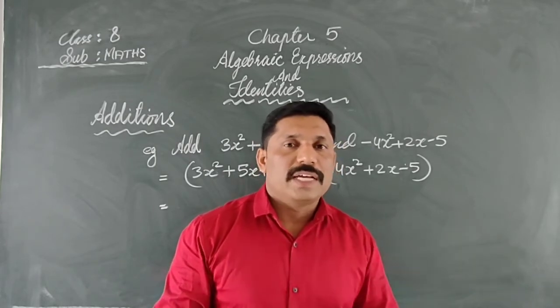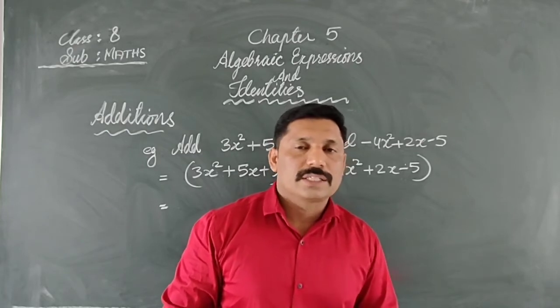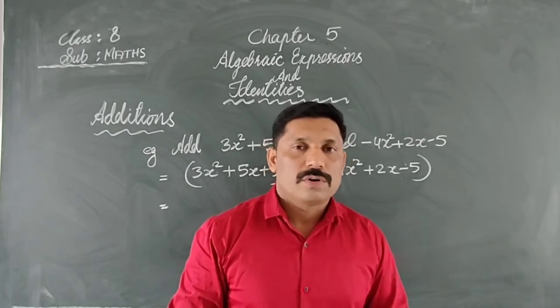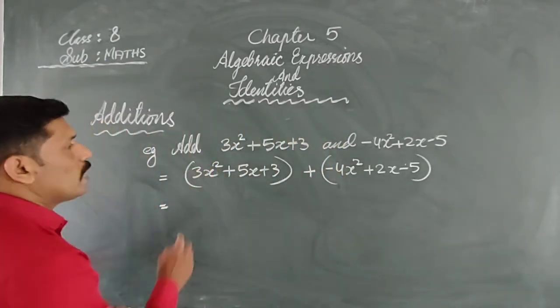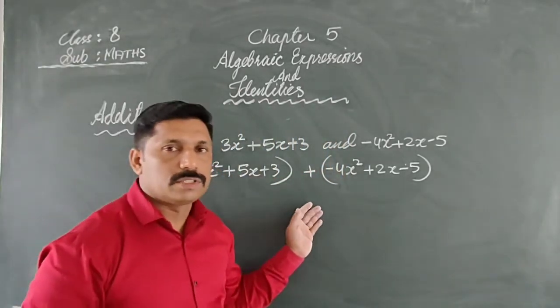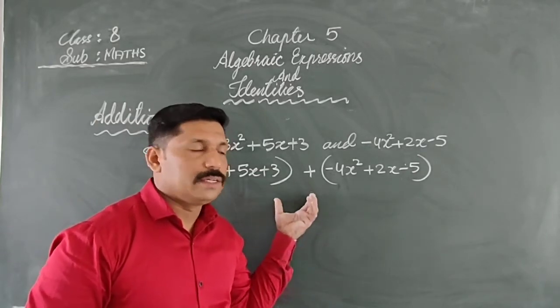We can add in two ways, that is horizontal method and vertical method. So both methods we will discuss, but it is better to follow the horizontal method. Okay, then how to add? This is the horizontal method. Horizontally we take like terms and then we add them.